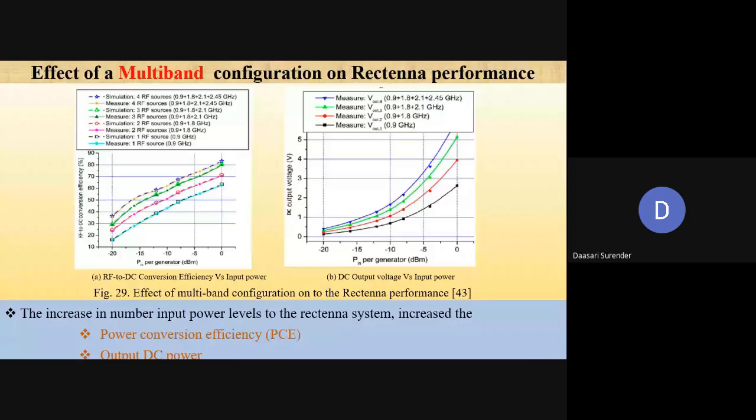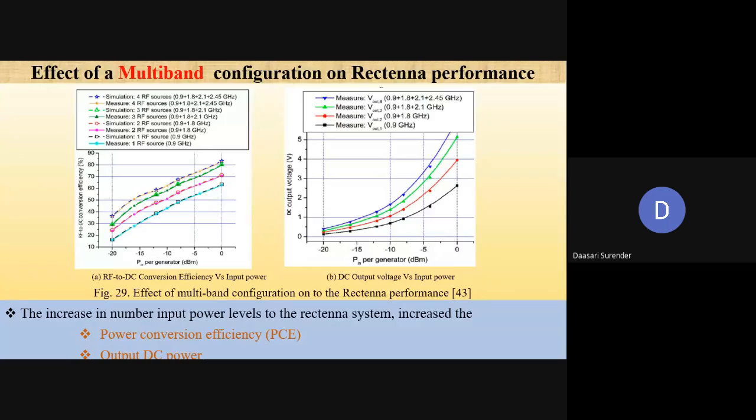And the effect of multiband configuration. Here, from figure 29, it can be observed that when a single RF source is considered, the maximum RF to DC conversion efficiency offered at 0 dBm is around 60%. When one more source is included, the efficiency increases to 70%. When three sources are considered, it is 80%. And by further increasing to four sources, the efficiency becomes 82%.